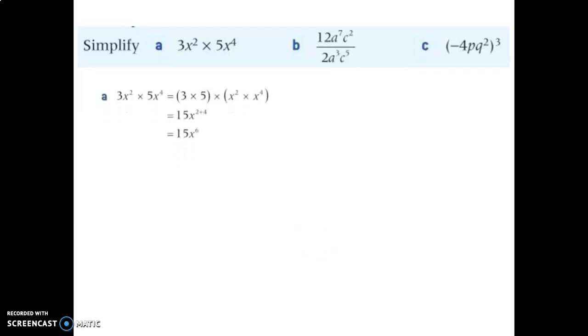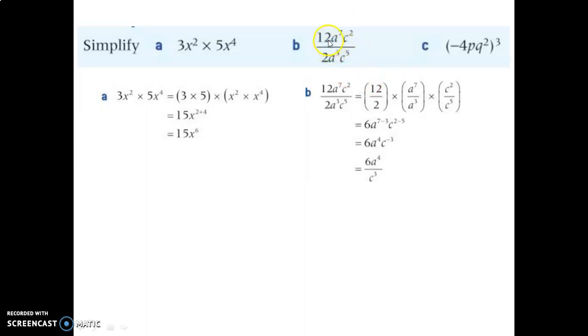Check your work here. Now try question B. Alright, check your work here. In B there was division, so you divided the numbers to get 6, then you divided a to the 7th and a cubed. There are 4 more a's on top, so there's a to the 4th. And here when you look at the c's, there are 3 extra c's in the denominator, so you could write it as c cubed in the denominator, or you could use the rule about subtracting those, 2 minus 5, and get the negative 3. And then that goes to the bottom like that.